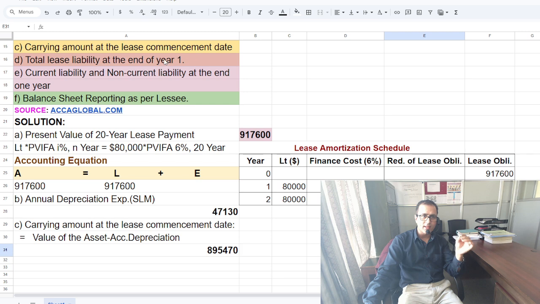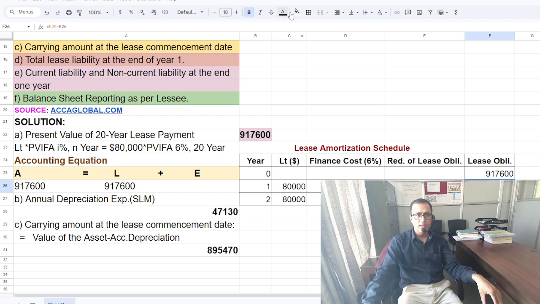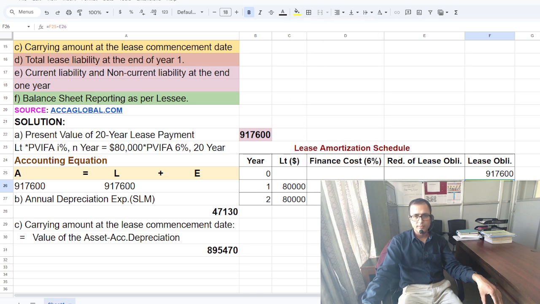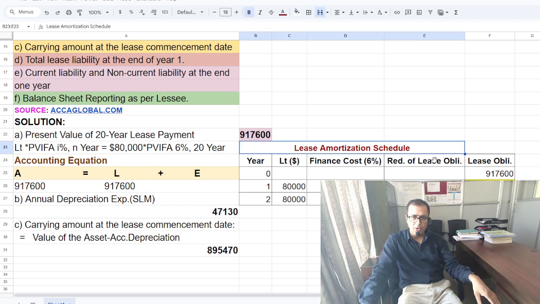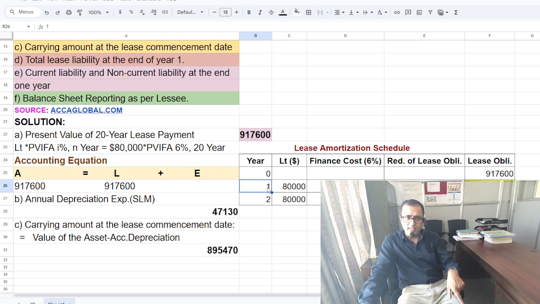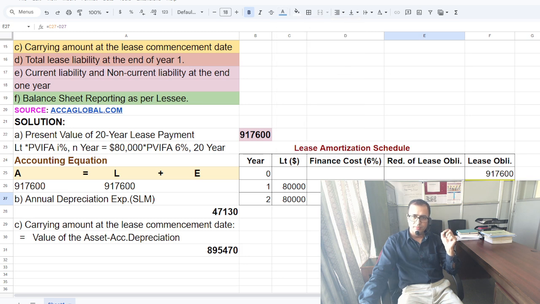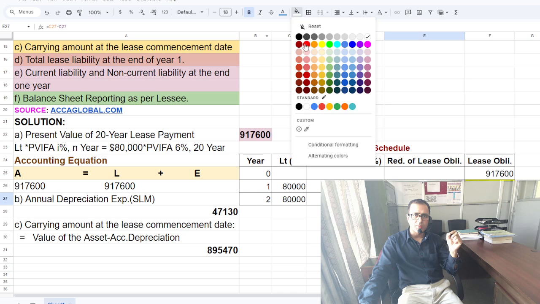Now let's move to our required question. Total lease liability at the end of the 1 year, what is the lease liability? Yeah, this value. Okay, this is the case. Now current liability and non-current liability at the end of the 1 year, we see that. Remember, at this date your current liability would be the amount you need to pay within a year. So simply you can say that this is our current liability, or short term debt.